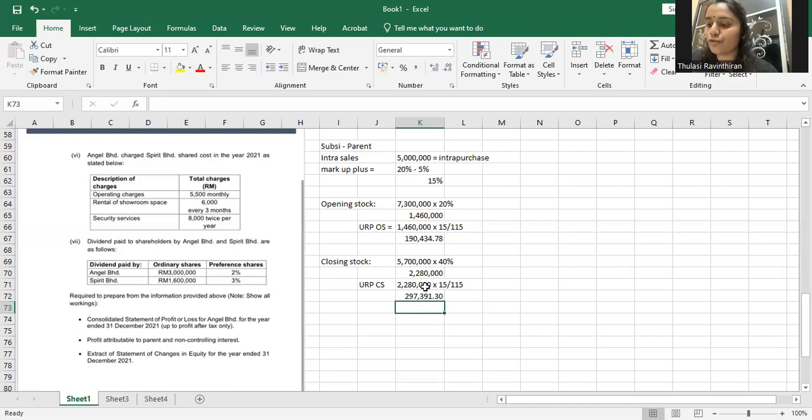Okay, next we go for intra charges. First, we look at the operating expenses. These charges are charged by the parent company to the subsidiary. So the operating charge is 5,500 monthly. Here they mention how much they pay monthly, but we have to know the charges per annum. So 5,500 times 12 months. The answer will be 66,000.